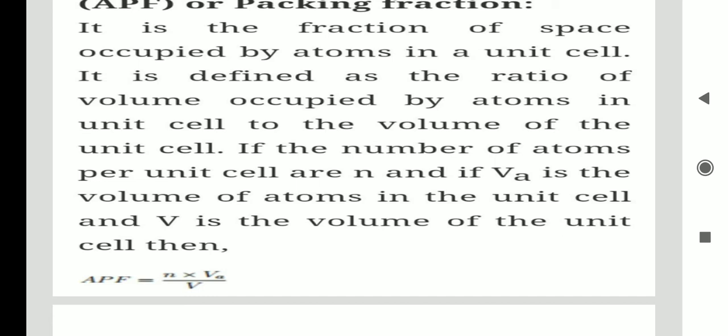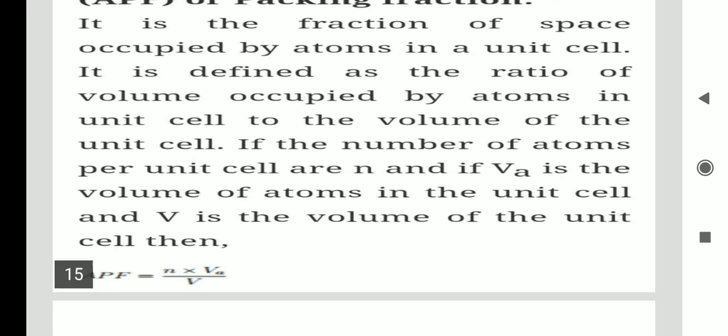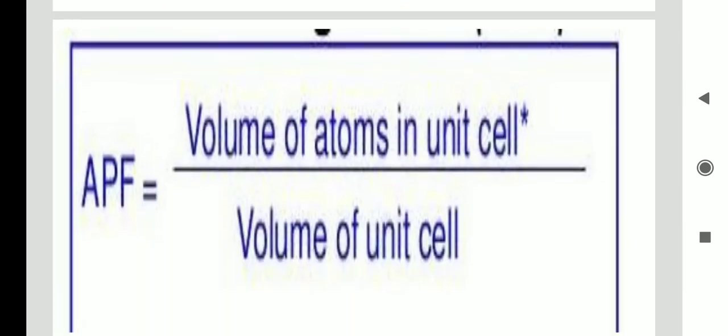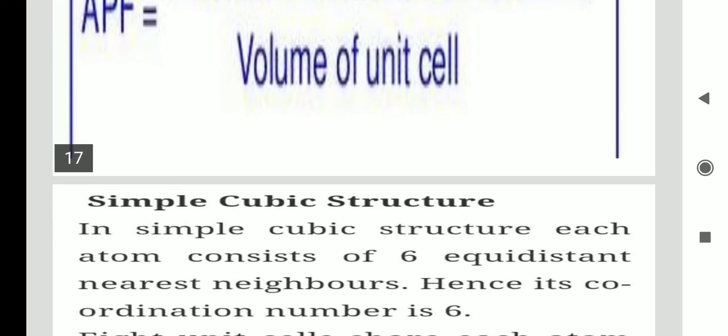For example, the number of atoms per unit cell is named N. Va is the volume of atoms in the unit cell, and V is the volume of the unit cell. Then the APF formula is N times Va by V, where N is the number of atoms, Va is the volume of an atom, and V is the volume of the unit cell. It is simply the volume of atoms in the unit cell to the volume of the unit cell.